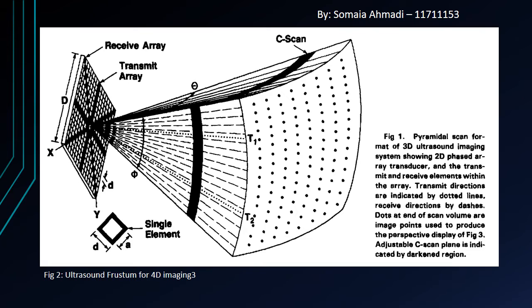Here is an image of the frustum that the object of interest to be imaged is placed within. Pyramidal scan format of a 3D ultrasound imaging system showing the 2D phased array transducer and the transmitting and receiving elements within the array. Transmitting directions are indicated by the dotted lines, whereas the receiving directions are indicated by dashes.